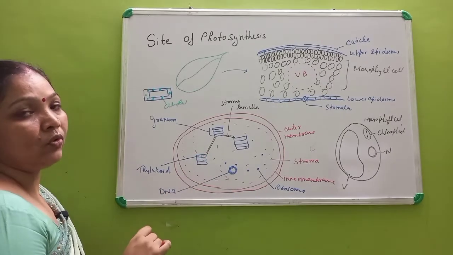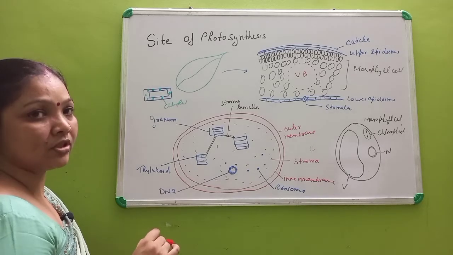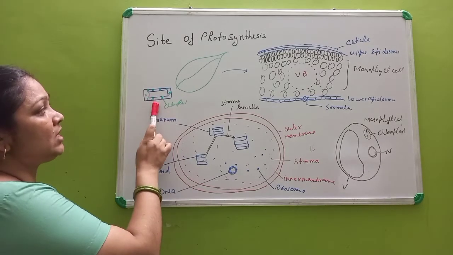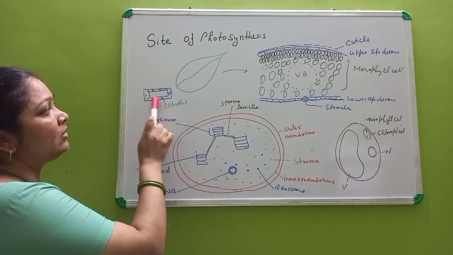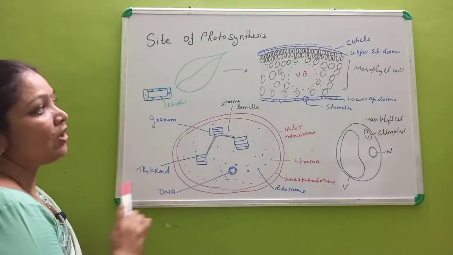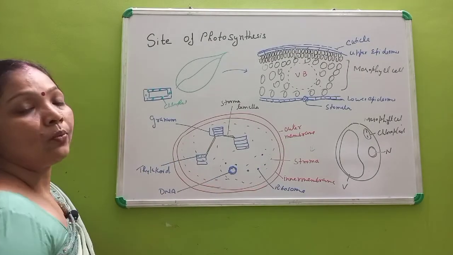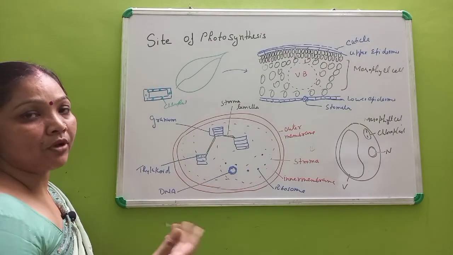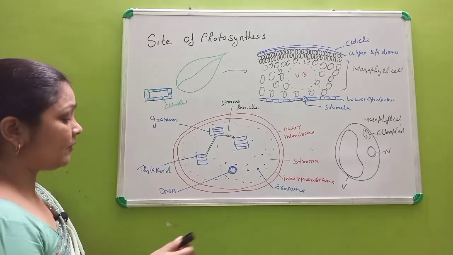Now if we talk about chlorophyll, chlorophyll is present inside this stack, that is, inside the thylakoid, and that is going to perform the process of photosynthesis. If we make one stack, then between the membranes the chlorophyll is present. So this is the structure where the process of photosynthesis will occur.